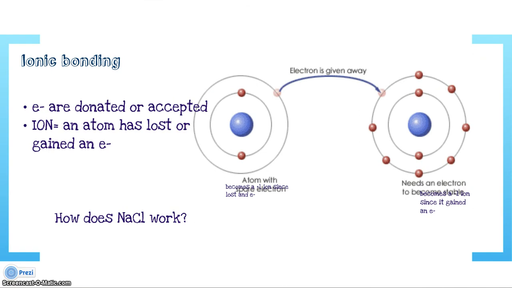Ionic bonding is the other way of bonding. This is when electrons are donated or accepted by another element. And it makes what's called an ion. This is when an atom has lost or gained an electron and then becomes charged. Our best example that we talk about is salt, or NaCl.